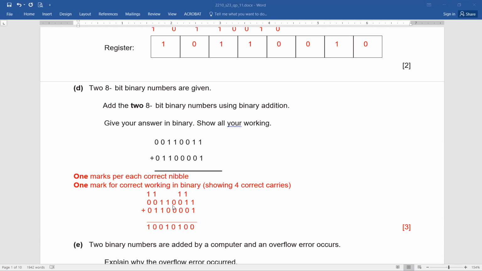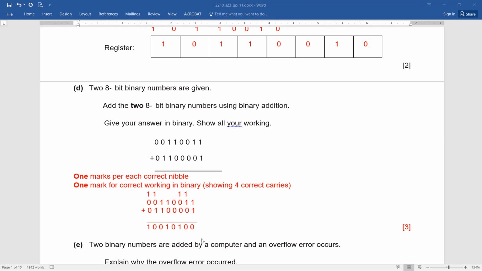Now you can see it's written here, and for yourself, 1 plus 1 is 0 with a carry of 1. 1 plus 1 is 0 with a carry of 1. 1 plus 0 is 1. 0 plus 0 is 0. Then 1 plus 0 is 1. 1 plus 1 is 0 with a carry of 1. 1 plus 1 is 0 with a carry of 1, and again 1 here. By the way, this one is not resulting in a problem.